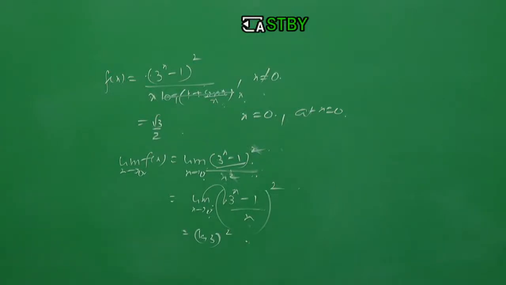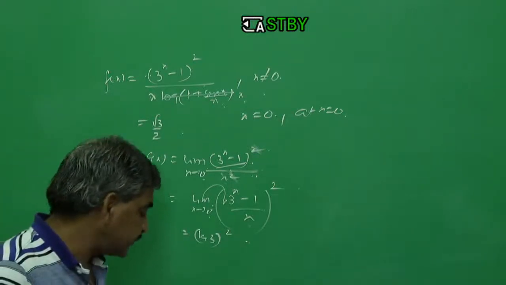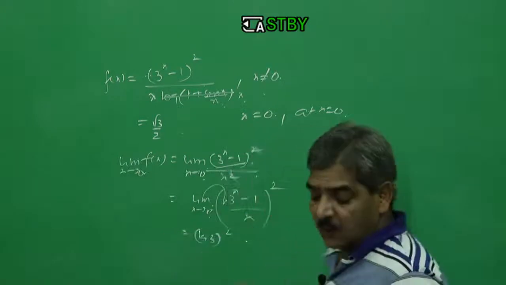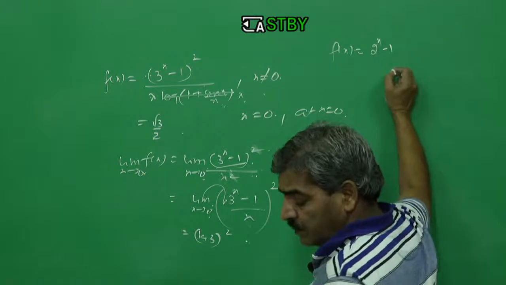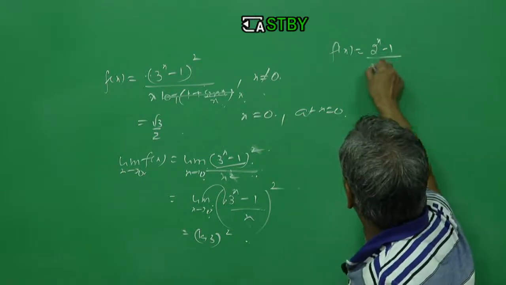अगला क्वेश्चन, नेक्स्ट क्वेश्चन देखो. f of x is equal to 2 raised to x minus 1 upon x minus pi.